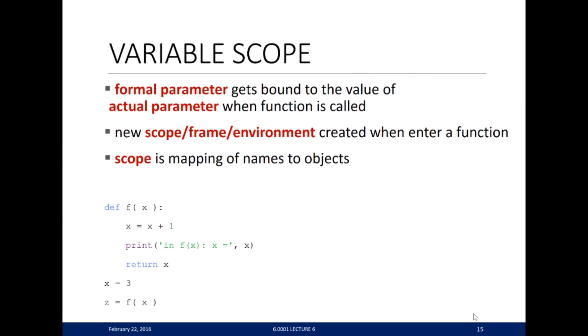You'll see on the screen here I've got a little piece of code. I'm defining a function called f. I'm binding x to 3, and then I'm going to call f with the value of x and bind that to z. Let me show you what happens if I actually run this.